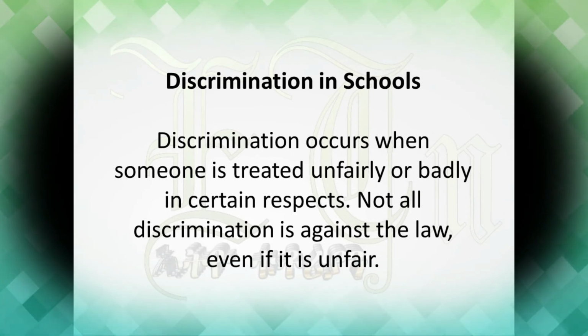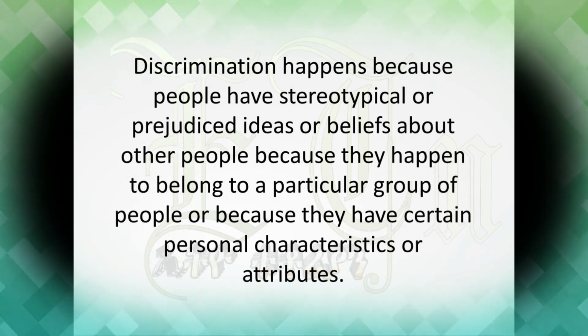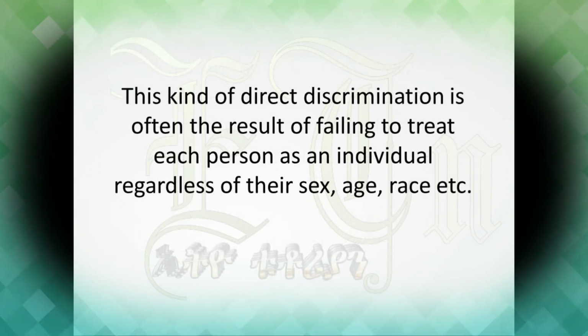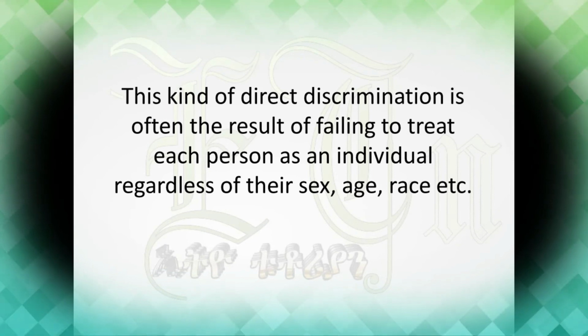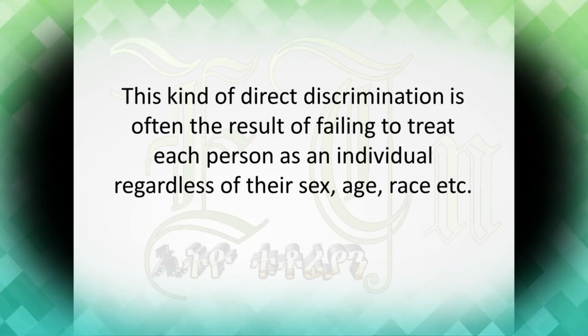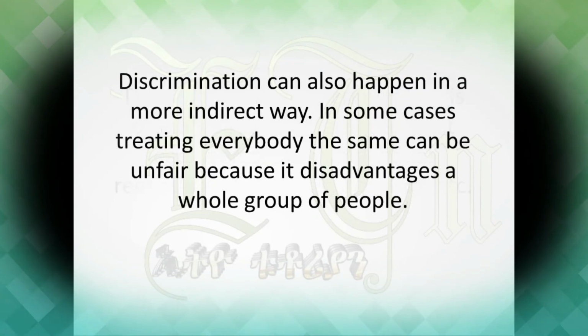Discrimination in schools. Discrimination occurs when someone is treated unfairly or badly in certain respects. Not all discrimination is against the law, even if it is unfair. Discrimination happens because people have stereotypical or prejudiced ideas or beliefs about other people because they happen to belong to a particular group of people or because they have certain personal characteristics or attributes. This kind of direct discrimination is often the result of failing to treat each person as an individual regardless of their sex, age, race, etc.